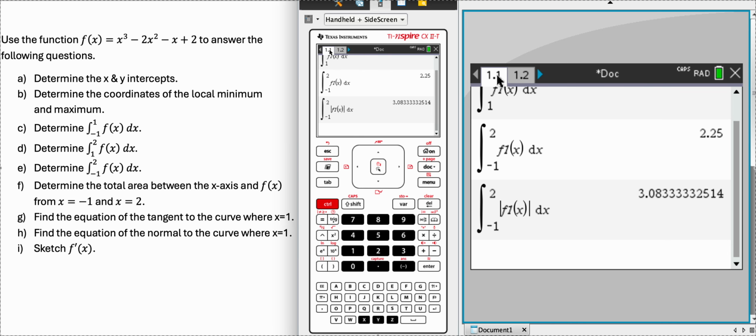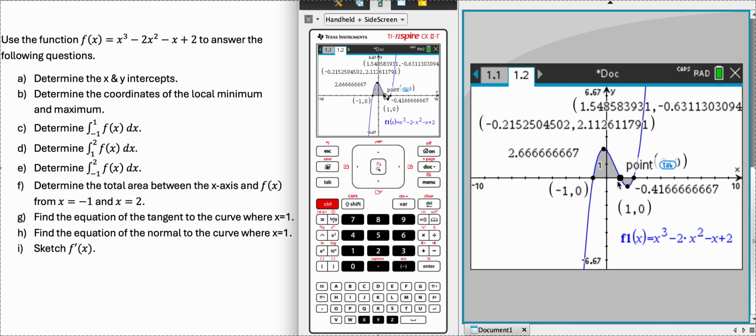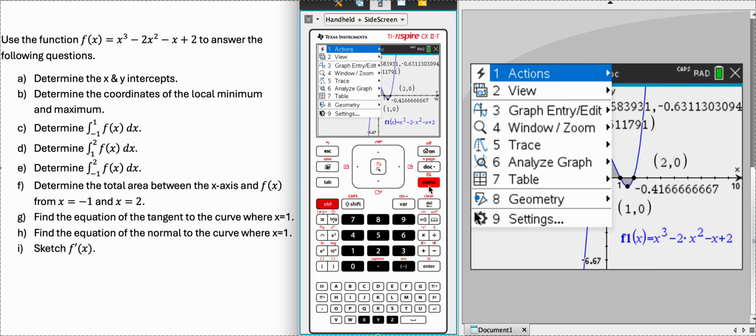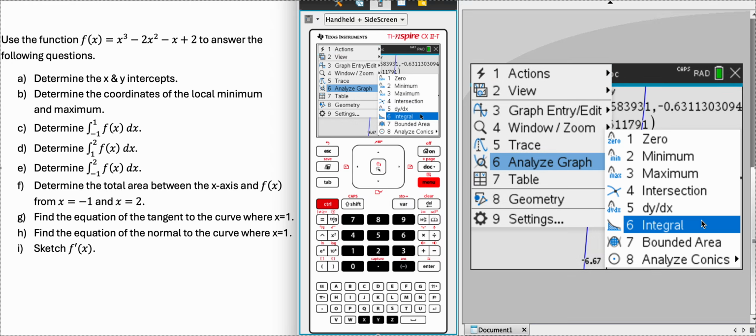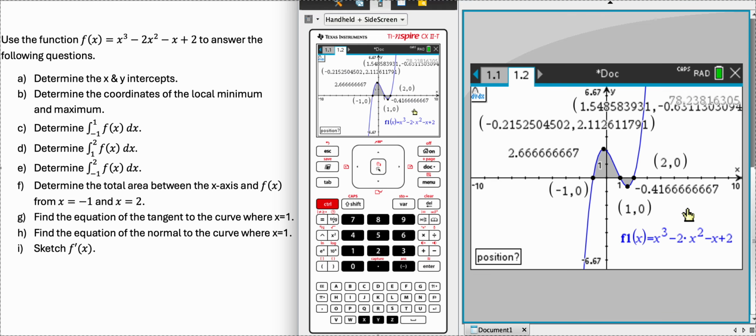Okay, so we are almost done here. Part G says find the equation of the tangent to the curve where x equals 1. I won't do this whole thing, but it's good to know that you can come here and we can simply use this menu. We can analyze graph. We can find dy by dx because we need to take the derivative. At what position? Well, we can just type 1 or click on it. And it's hard to see here, but that's -2 right there. So the slope is -2, the point is 1, 0, and then you can use what you previously know with a slope and a point to find the equation of that.